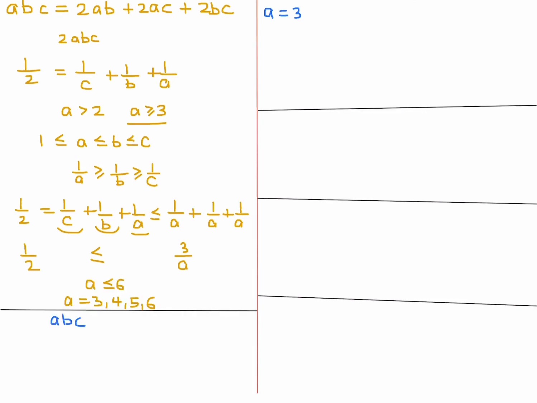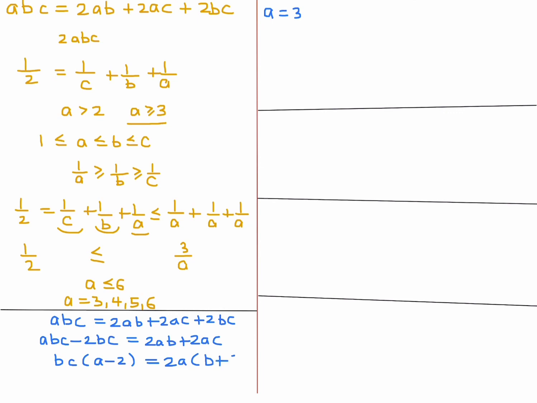From the top, we have ABC is equal to 2AB plus 2AC plus 2BC, right? What we can do is bring one of those over, say 2BC, and that leaves me with just 2AB plus 2AC. Then we can factor out a BC, and when you do, you get A minus 2, and this one you can factor out a 2A, and you get B plus C.